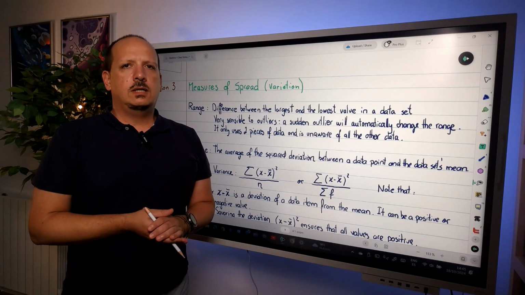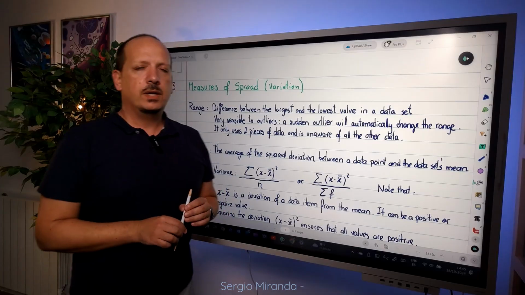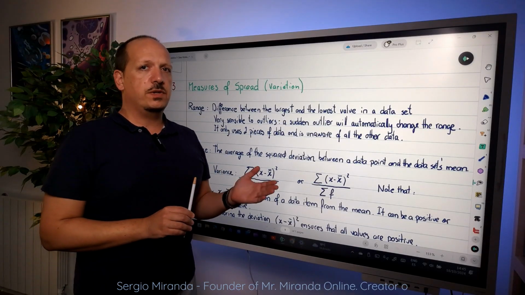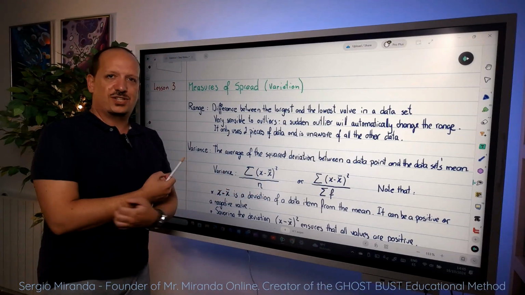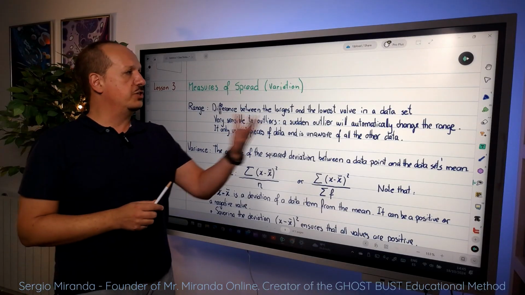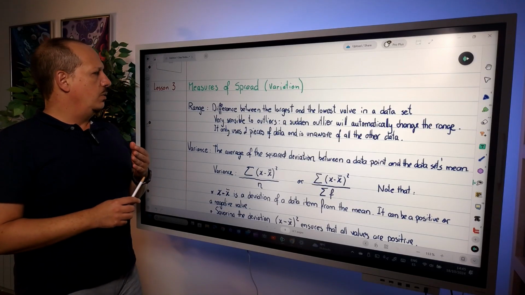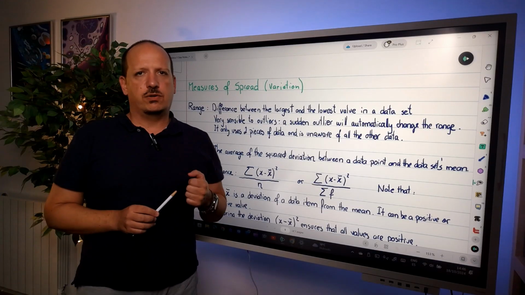Let's now look in more detail at the measures of spread. And here you are going to learn something new. Not this, you already learned in previous years. The range, again, is the difference between the largest and the lowest value in a data set. What is the problem with this measure of spread?